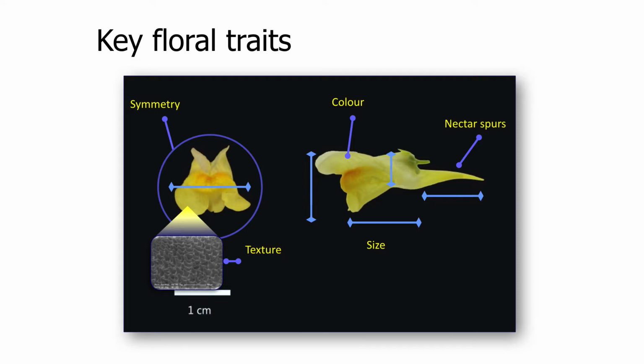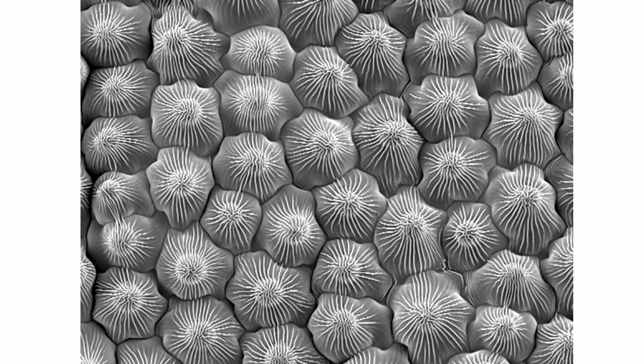We take this approach with all sorts of different floral traits. So we work in the lab on color and shape, symmetry, texture, presence and absence of nectar spurs. But I'm only going to talk today about two traits, and they're two traits of the petal epidermis. They're both shown in this slide here. This is a scanning electron micrograph of a Veronica petal, and you can see two things about the petal cells here on the epidermis that are significant.